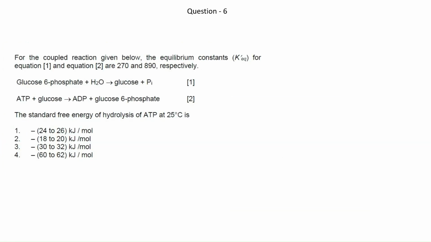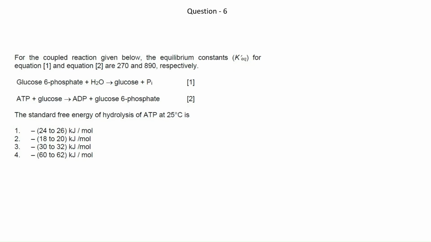Moving on to question 6. For the coupled reaction given below, the equilibrium constants for equation 1 and 2 are 270 and 890 respectively. Reaction 1 is glucose 6-phosphate plus H2O gives glucose plus free phosphate. And reaction 2 is ATP plus glucose gives ADP plus glucose 6-phosphate. Now, from this, we have to calculate the standard free energy of hydrolysis of ATP at 25 degrees Celsius.